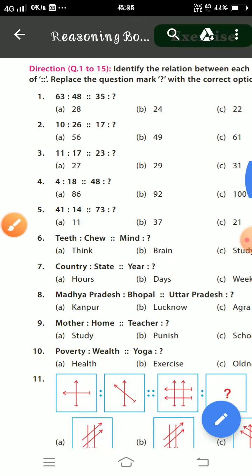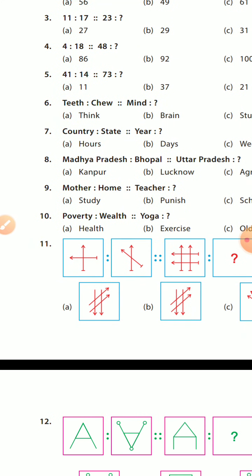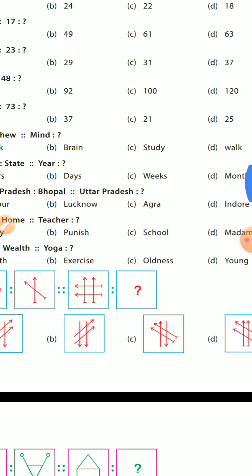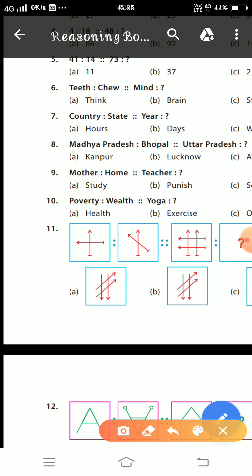In the same manner you will be solving the other questions, and let me solve the sixth one for you. Teeth is to chew. The function of teeth is chewing. So what is the function of mind? We can see the options: think, brain, study, or walk. So the right answer which I find correct is think.